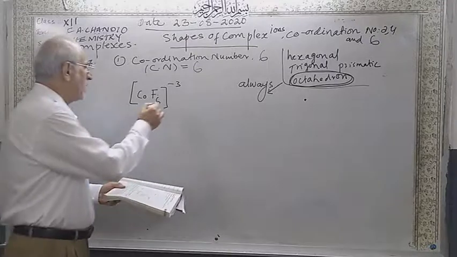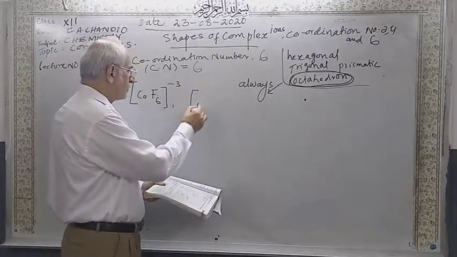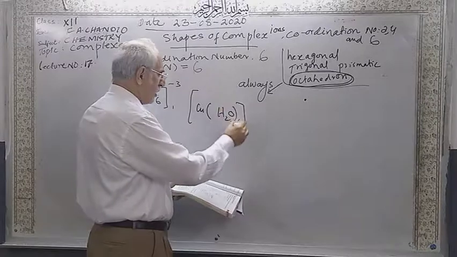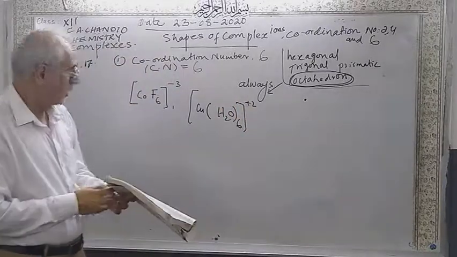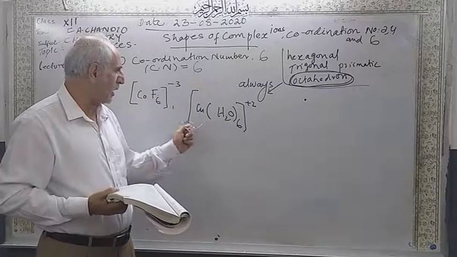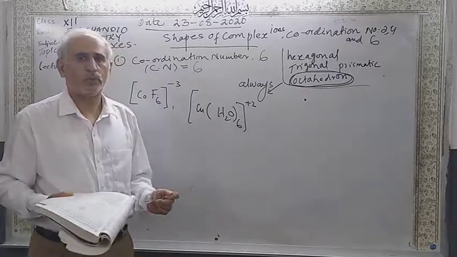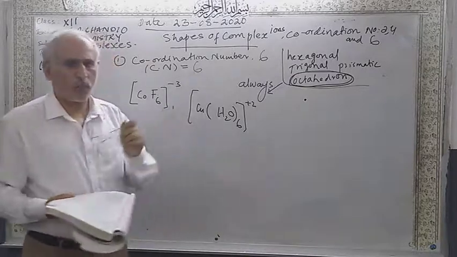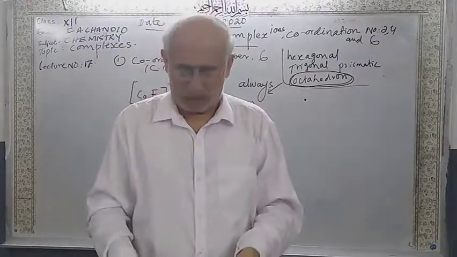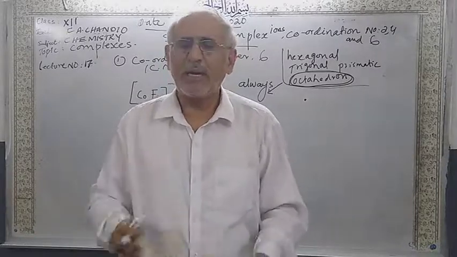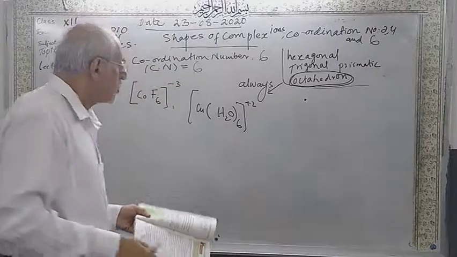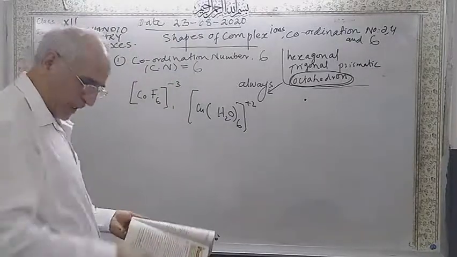This is the number 1 example, and number 2 is copper, water 6, +2. Hexa aqua, a neutral ligand. Hexa aqua copper 2. There are again 6 ligands surrounding the central metal ion, so the geometry is always octahedral. So students, these are the examples I have written.